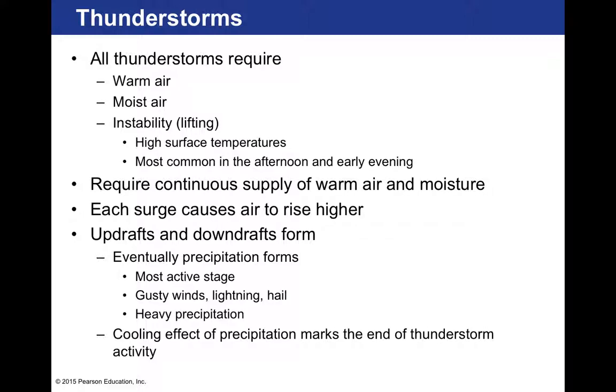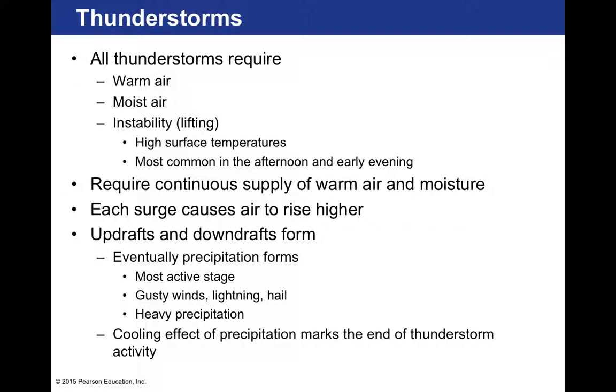So all of them require moist air, warm air, and instability, which all that means is the air is going to be lifting and increasing in altitude. So you have high surface temperatures, and because of this, it's most common that these will occur in the afternoon and early evening. They require a continuous supply of warm air and moisture because as the air lifts, these cumulonimbus clouds require a lot of moisture and warm air to form and become very high in altitude.